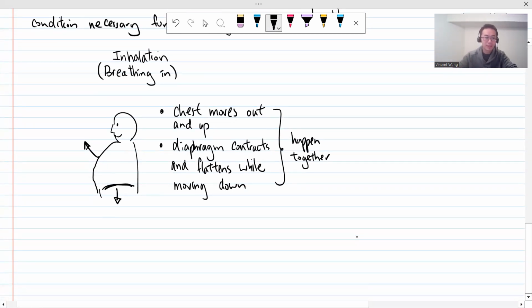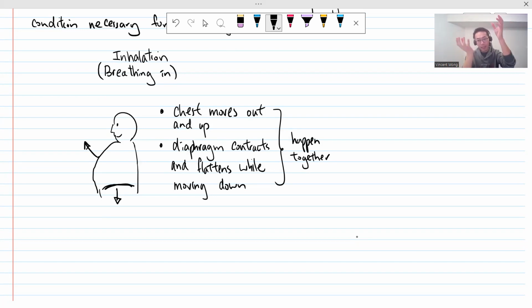Now remember, because of the pleura, right? Remember the purple and the red layers that I drew? The parietal pleura are stuck to the chest and stuck to the diaphragm. And when the diaphragm and the chest move, it pulls the pleura with it. It pulls the purple layer, and then because of the fluid, the red layer will go with it, and so will the lung. So collectively, these actions will cause the lung to expand. So lung volume goes up.